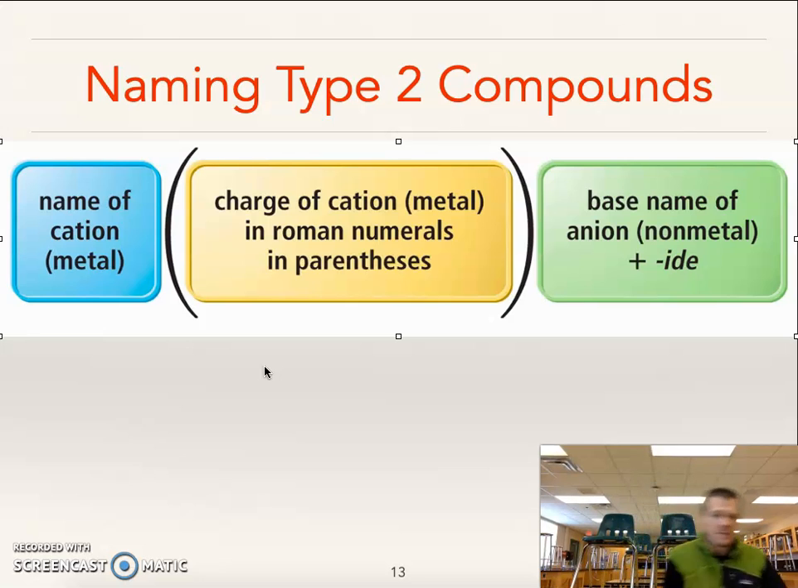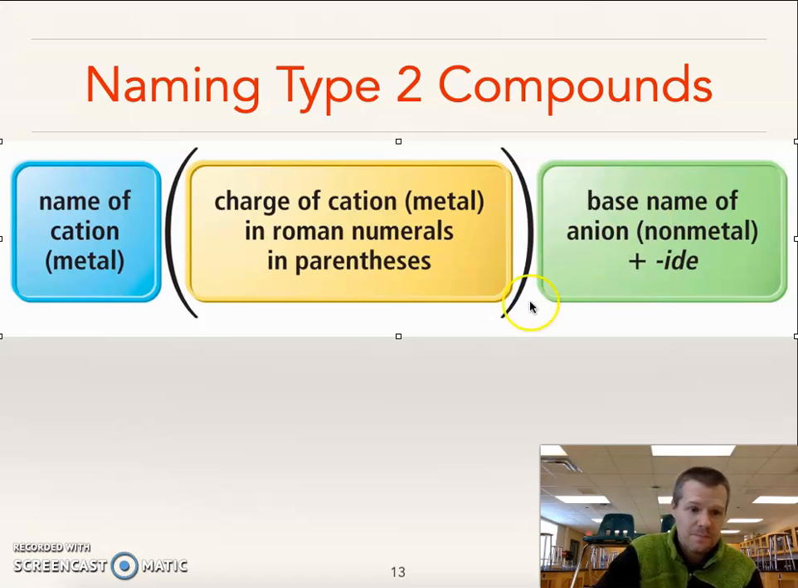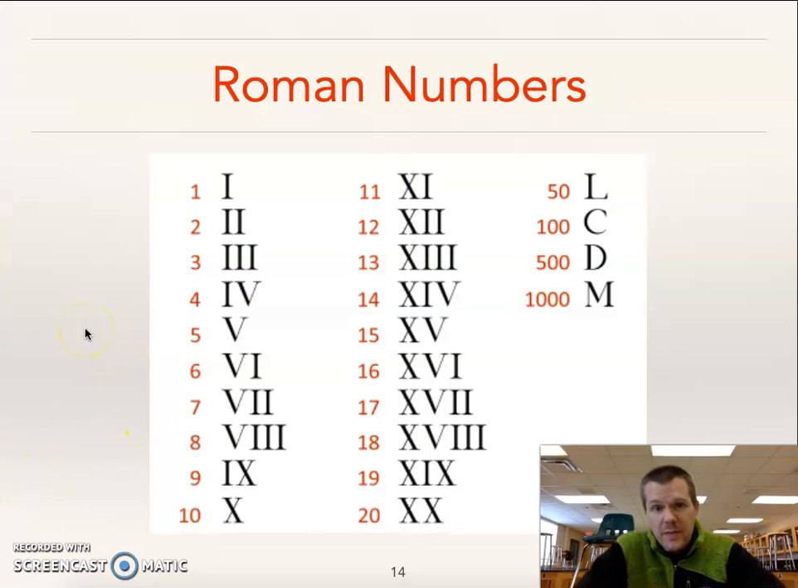You're going to write it as a Roman number, so we'll have to take a look at those in a minute. The anion always ends in IDE, just like it did in the last section. Fluoride, chloride, oxide, and so forth. All right, let's take a look at the Roman numbers. Here's a whole bunch of them. You really only have to know about the first 5 or 6, maybe the first 8. Beyond that, they're not good. Let's just say the first 8 to be safe.